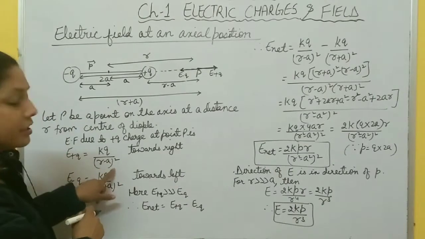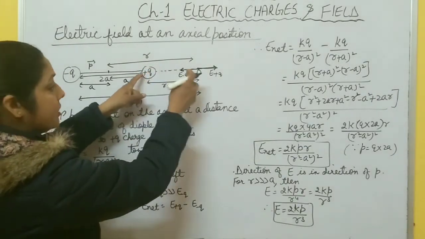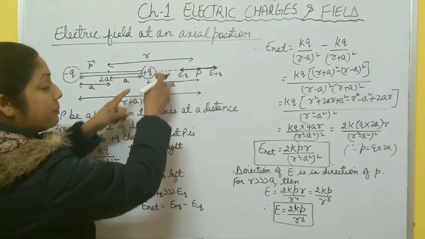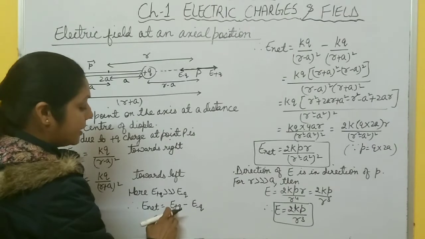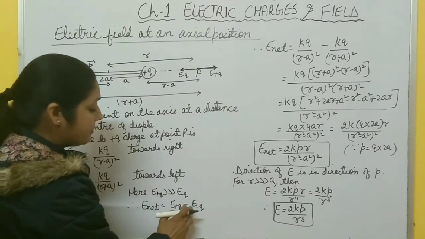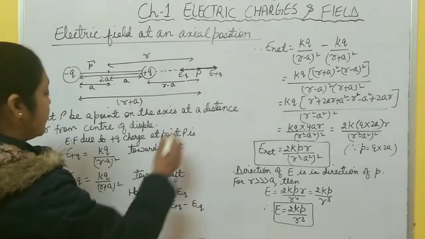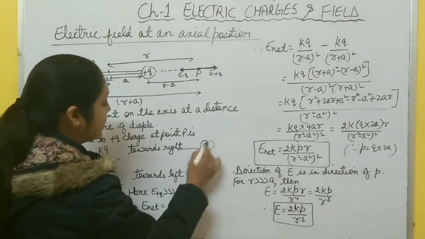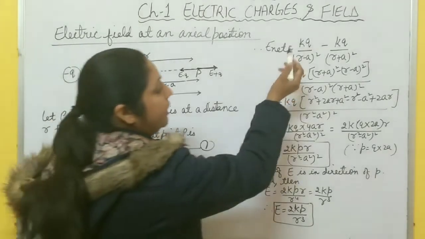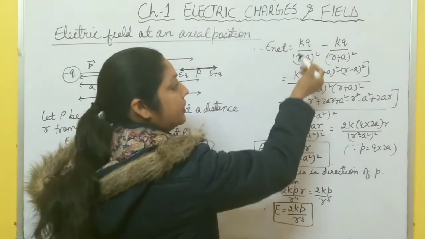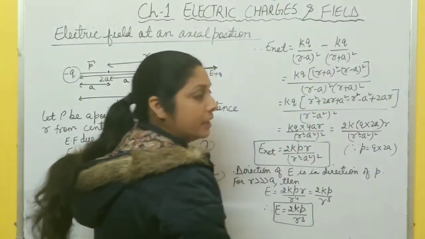Electric field is inversely proportional to distance. So the smaller distance is due to the plus q charge, which means the electric field due to this plus q charge is greater. So the net electric field is the electric field due to the plus q charge minus the electric field due to the minus q charge. Now you put these two values. You get E net equal to kq by (r minus a) whole square for the plus q charge, minus kq by (r plus a) whole square for the minus q charge.